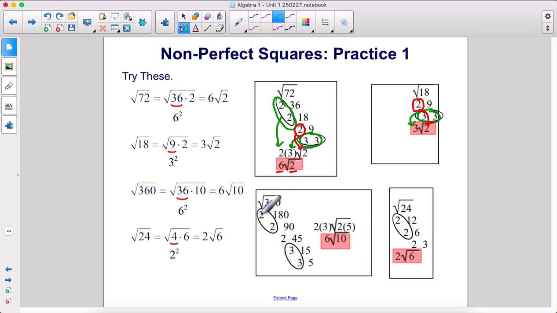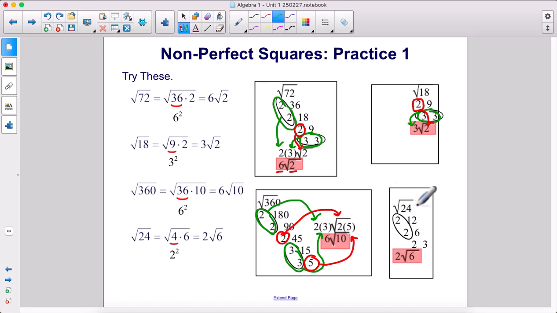Over here, 360 is 2 times 180. 180 is 2 times 90. 90 is 2 times 45. 45 is 3 times 15. 15 is 3 times 5. We have a pair of 2's here, so the 2 comes out front. We have a pair of 3's, so the 3 comes out front. We have a 2 and a 5 left over, so both of those stay under the radical. Then to simplify, we just multiply them together. 2 times 3 is 6, 2 times 5 is 10.